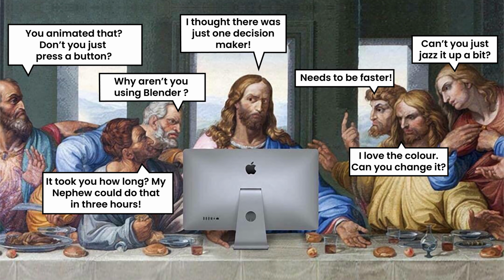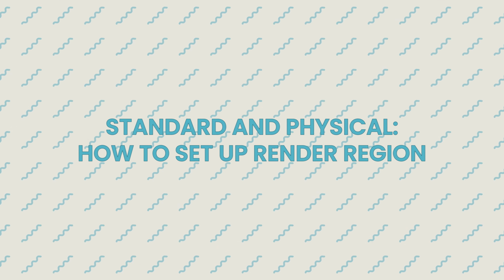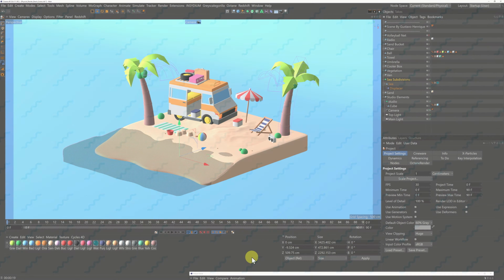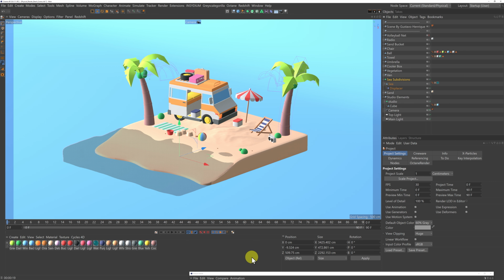Next, I'm going to show you how to render your region in Standard, Physical, Redshift and Octane. Okay, so I'm in Cinema 4D and I'm going to show you how to render a region in Standard and Physical. This scene has been rendered in Physical, but this works exactly the same as Standard. The way we're going to be doing this is to use the interactive render region.